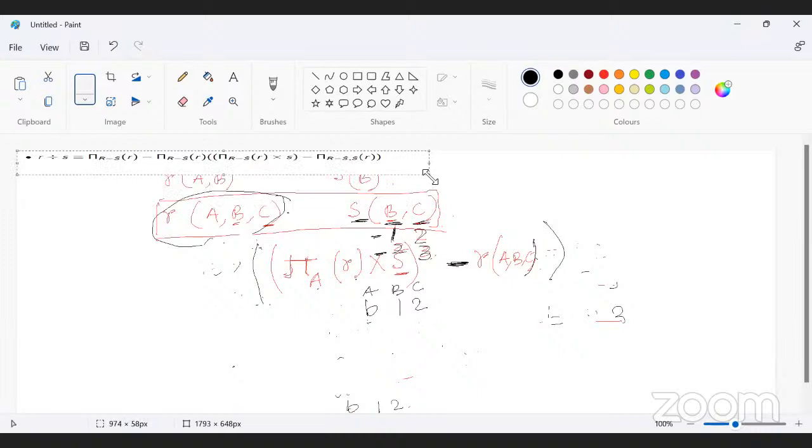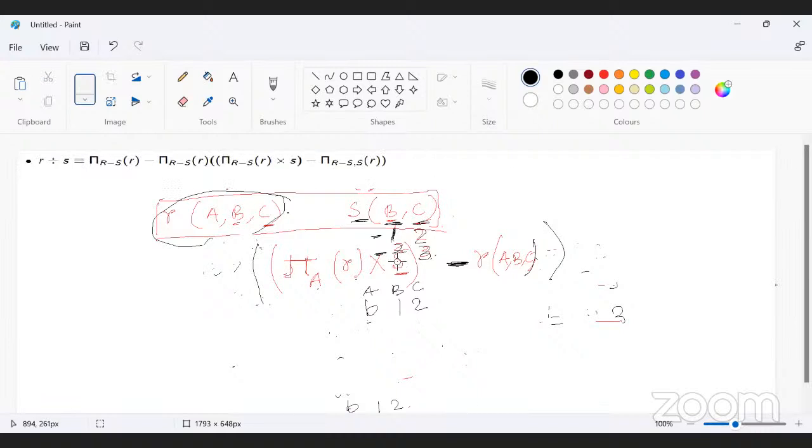You can see there is one example given in the slide, like slide number 20, in the same module. So here you can see pi R minus S. Whichever attributes are present in R are A, B, C, and the S attributes are B, C. So remaining is only one, that is A. So you have to project A here. So you tell me what is the output of this? It will just be A.